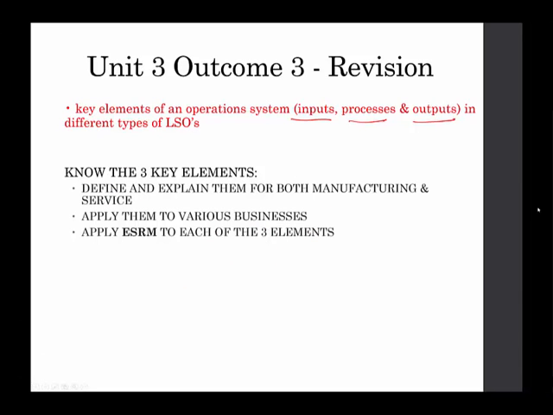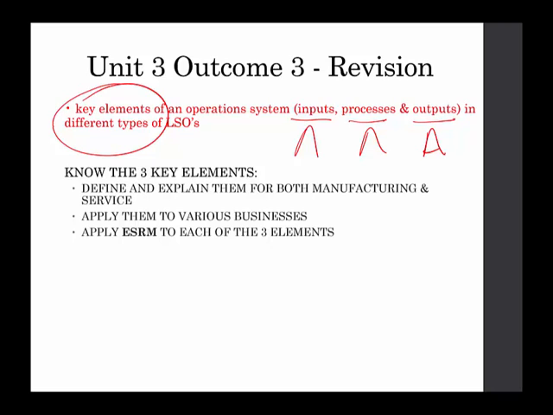Okay, so here we come to this key area of inputs, process, and outputs. These are the key elements of the operations management system. With these, you need to be able to define each one. So what is an input? So define the word input and then provide examples for both manufacturing and service organisations.